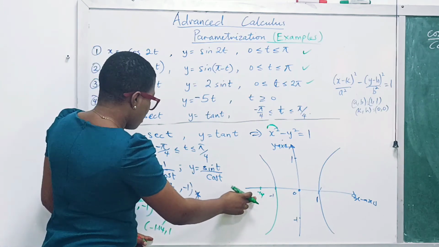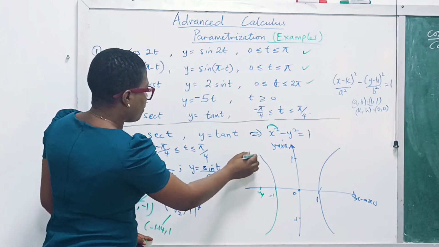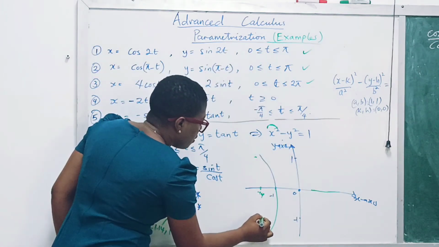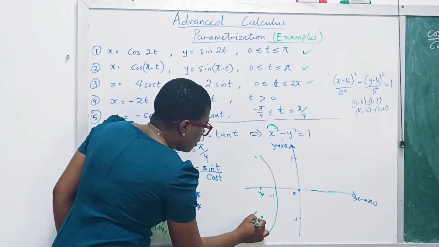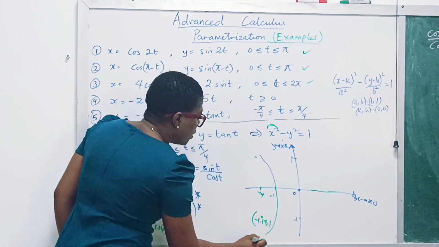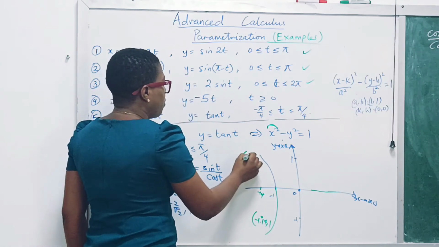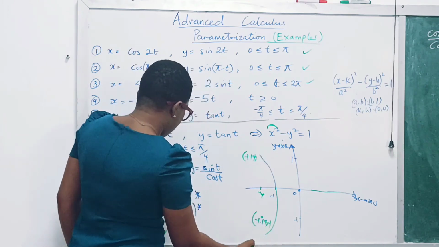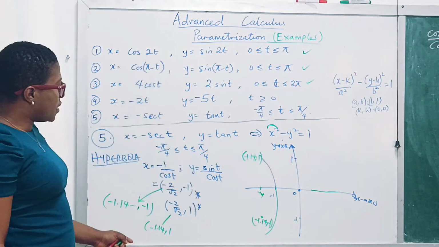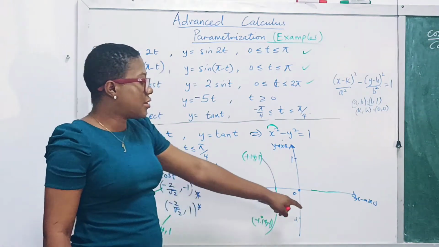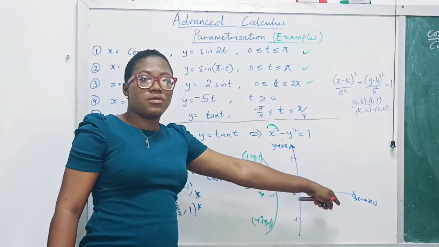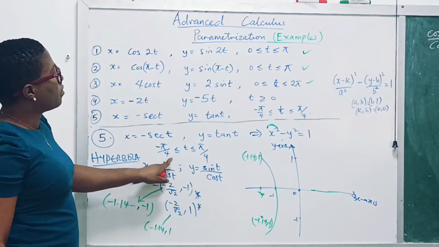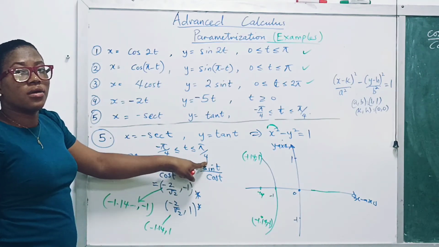Here. Comma 1. So I don't need this part. This point here is minus 1.14, 1. And then this point here is minus 1.14, 1. Sorry, comma minus 1, 1. And even if I had another coordinate in this side, I would have left it. Do you understand? But that whole place is not sketched in the part we get given here.